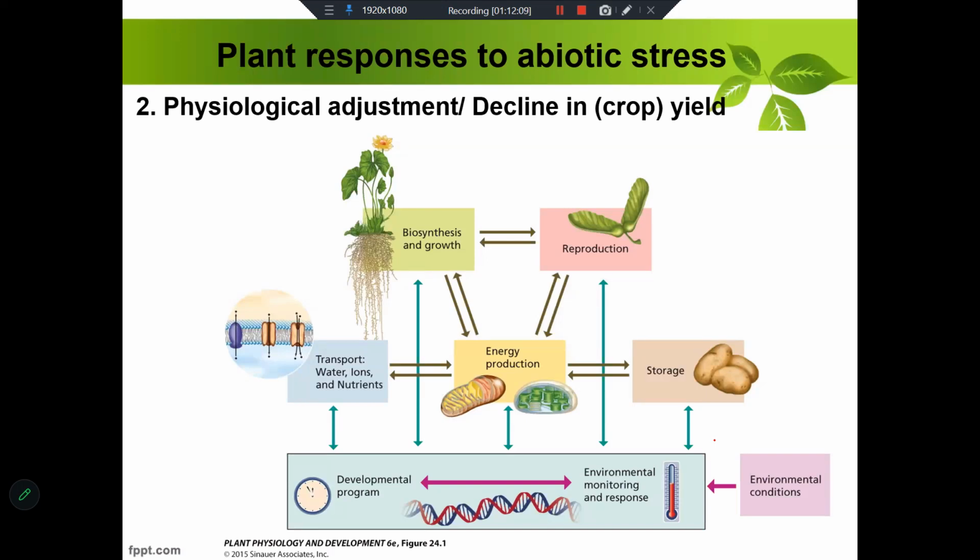So let's assume the environmental condition, there is an annual plant. It's very close to completing its life cycle.